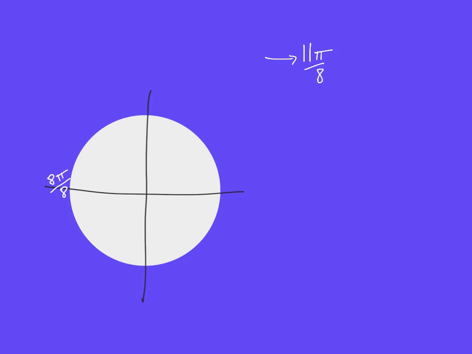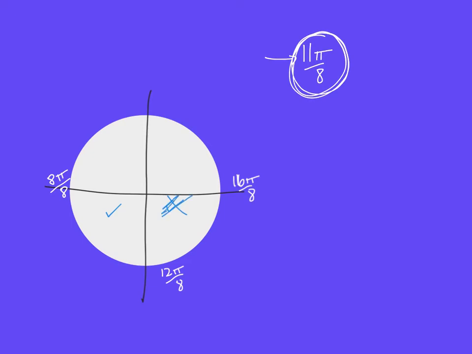I'm more than halfway around the circle. Now, am I all the way around the circle? Well, this is 16 pi over 8. So I'm not all the way around, but I still am not quite sure if I should be here or here. So what's down here in the middle, right between 8 and 16? Well, that would be 12. 12 pi over 8. So that means that this angle that I'm trying to deal with is in quadrant 3.